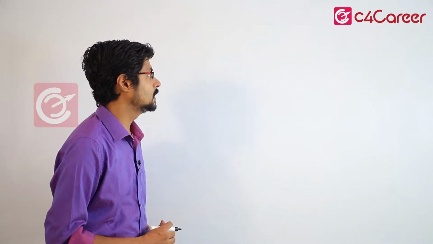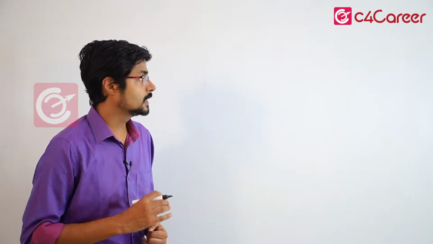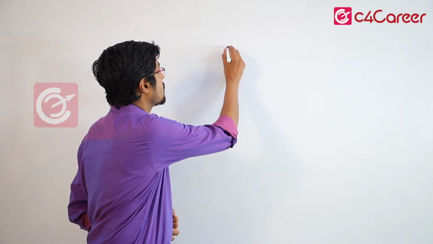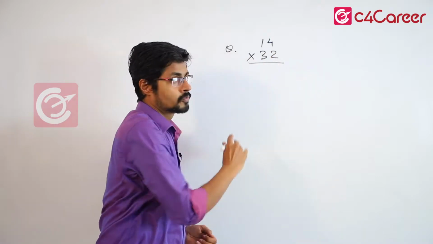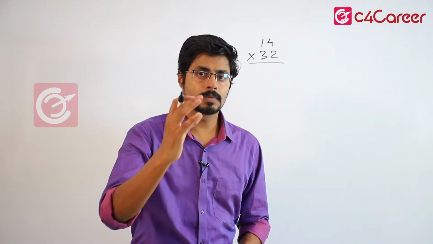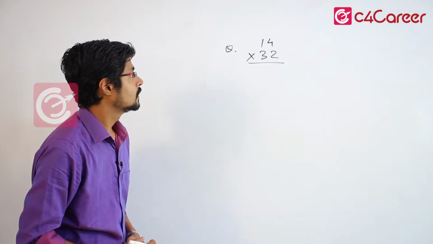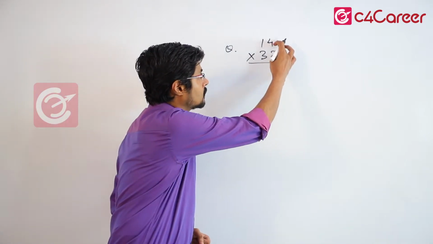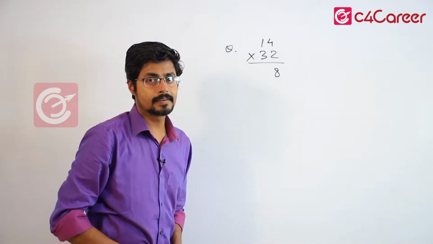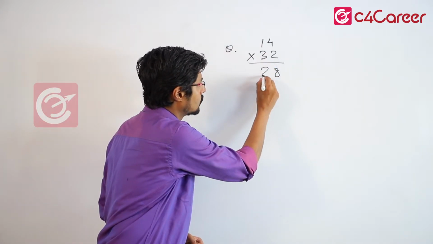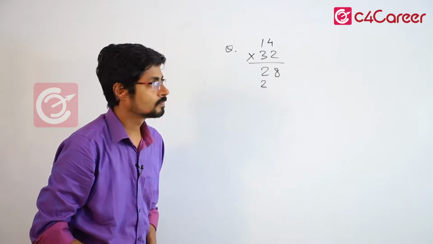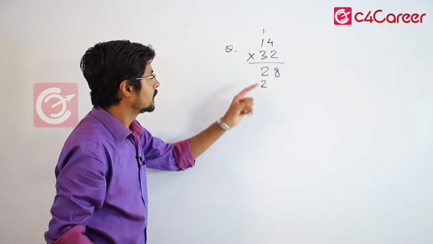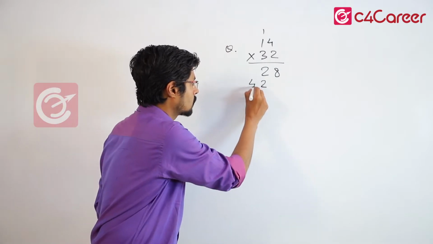So the first method we are going to see is speed multiply two-digit numbers. Let's take an example: 14 into 32. So what is the traditional method to do this? Can you tell me? The traditional method, let's try it out. 4 into 2, 8. 2 into 1, 2. 3 into 4, 12. There's a carry 1. 3 into 1, 3. 3 plus 1, 4.